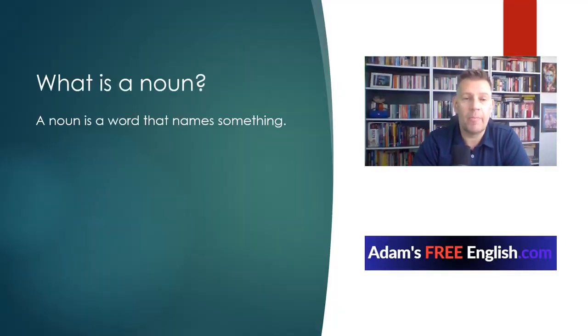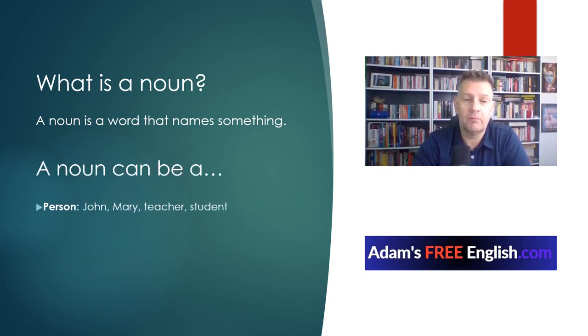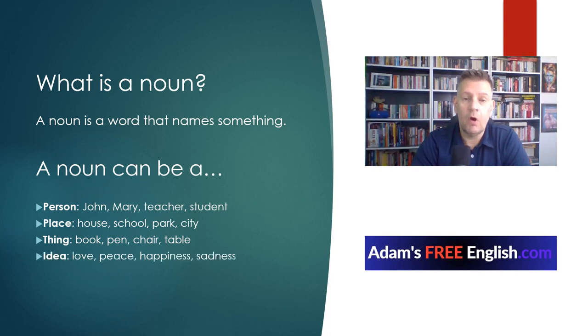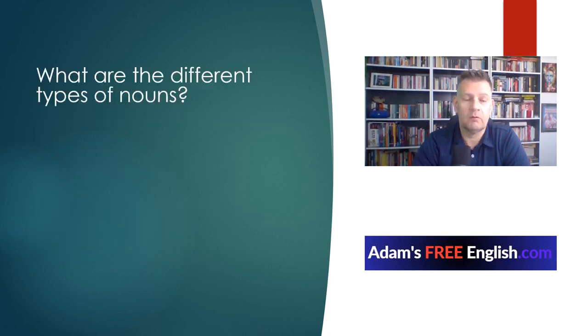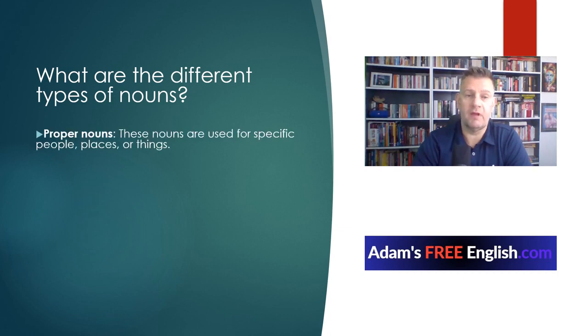What is a noun? A noun is a word that names something. A noun can be a person, for example, John, Mary, teacher, student. It can be a place: house, school, park, or city. It can be a thing: book, pen, chair, table, or it can be an idea: love, peace, happiness, sadness. These are all nouns.